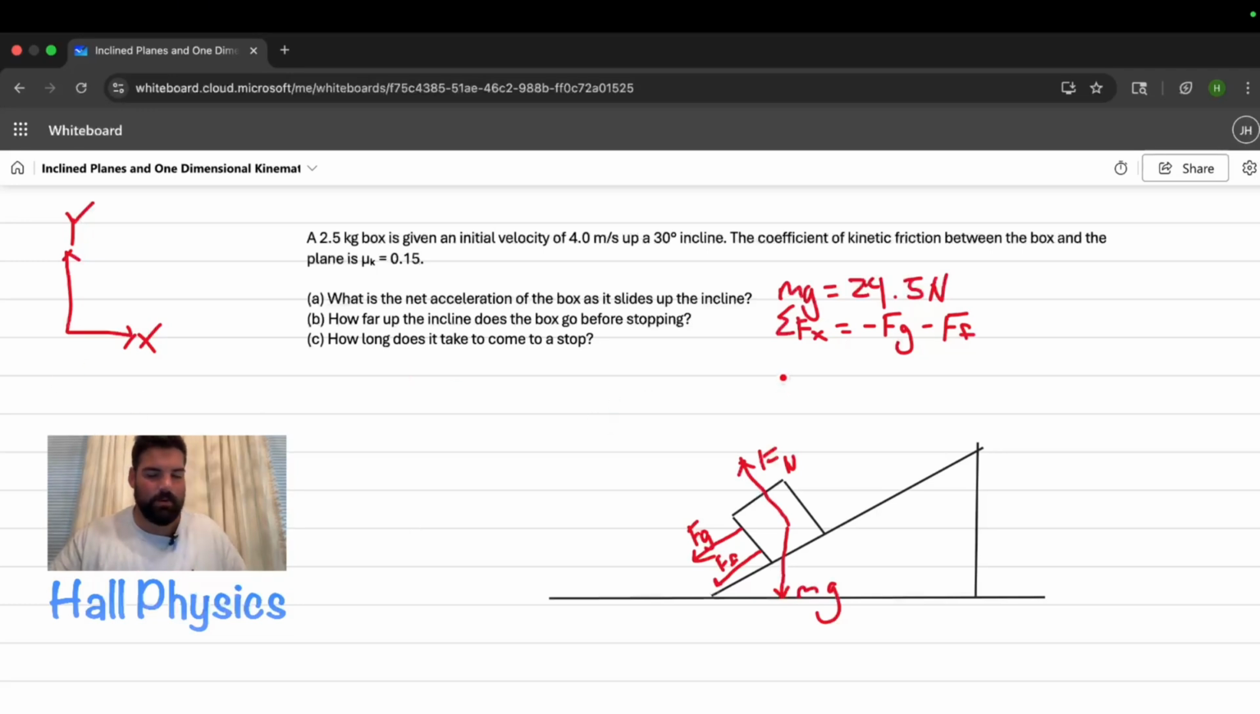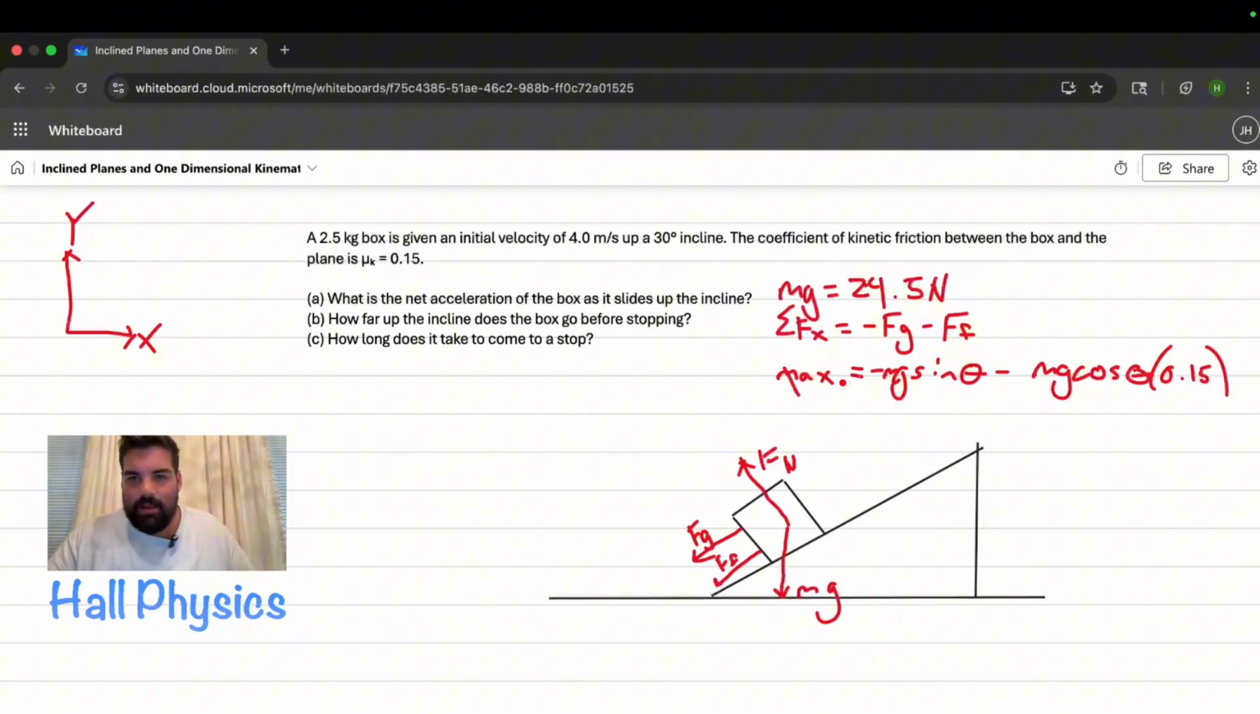This equation can be written as mass times acceleration in the x direction is equal to negative mg sine theta minus mg cosine theta times the coefficient of friction, which is 0.15. Let's go ahead and write that in. So we can go ahead and take out our mass.